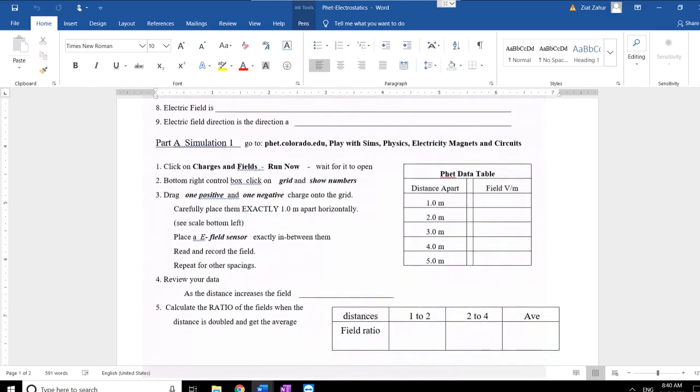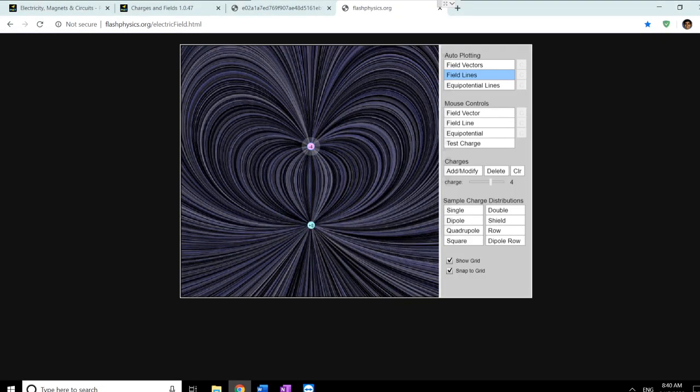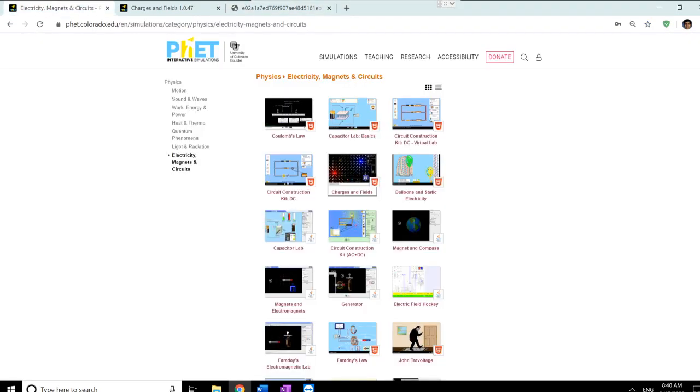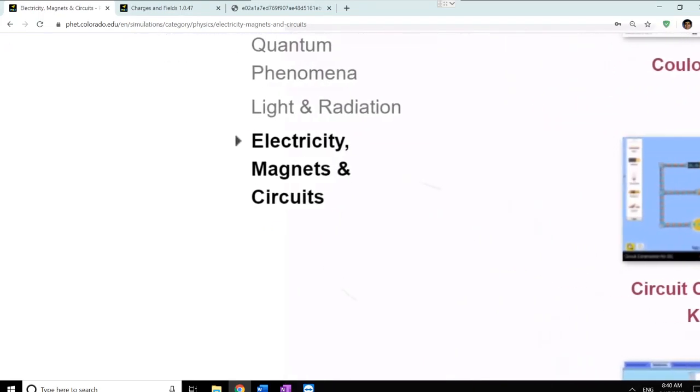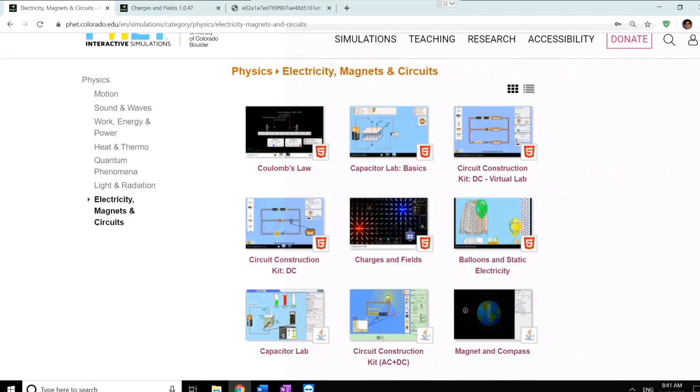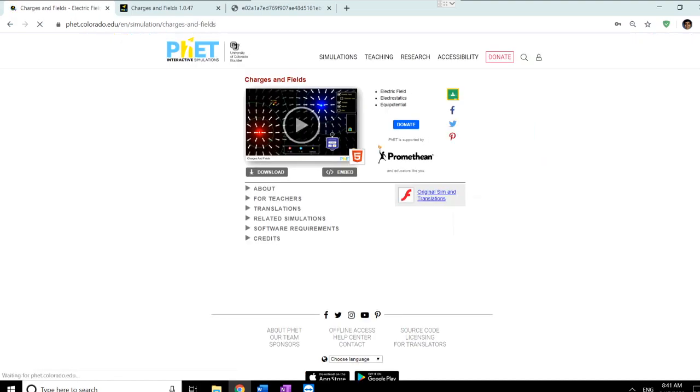All right. Anyway, let's talk about the simulations. For part A, you have to go to PhET Colorado, and then go to, oh, this thing is still running. Let me close that. No wonder it's slow. If you go to the physics section of phet.colorado.edu, you can click on charges and fields. That's the same one I used yesterday. Under electricity, magnets, and circuits, down here, you want to click on charges and fields. Okay, and then hit play.